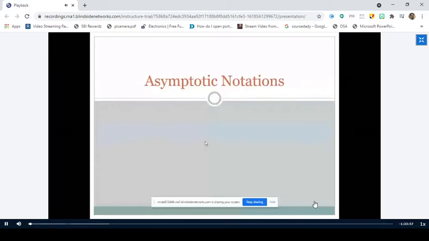So in today's class, we will discuss asymptotic notations. This is a very simple topic where there are a few important points you should remember, and a few properties you should remember regarding these asymptotic notations. Right. So let us see what these asymptotic notations are and where we come across them.